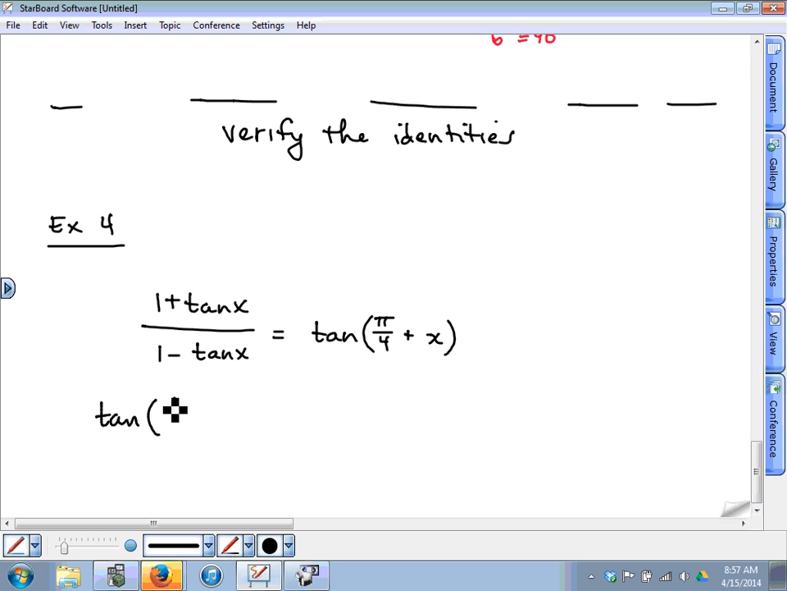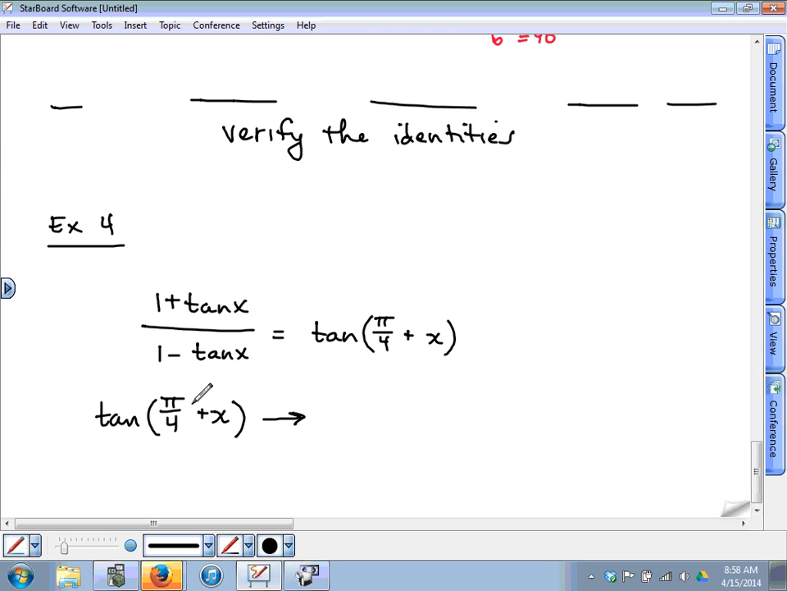Tangent. See, look, his attitude's improving. Tangent of pi fourths plus x. Let's apply the correct identity. Consider these to be angle measures. If you want to imagine that's alpha and that's beta, then apply the correct identity.